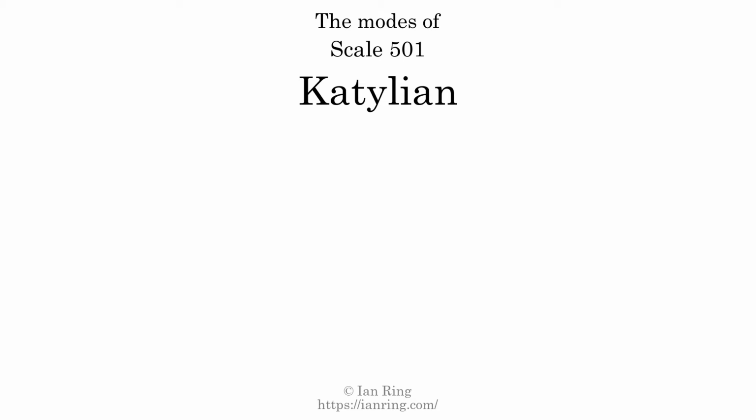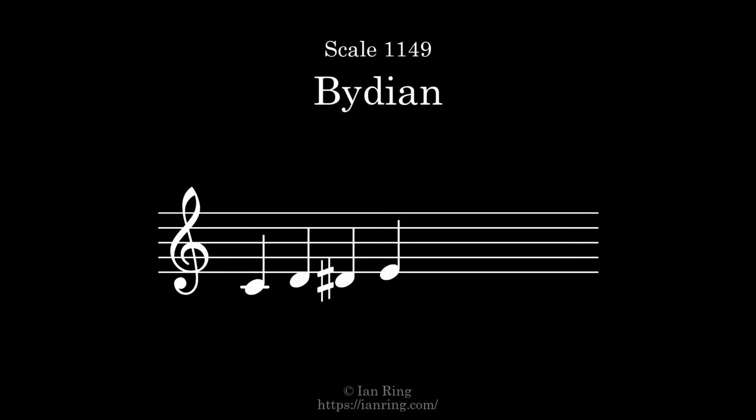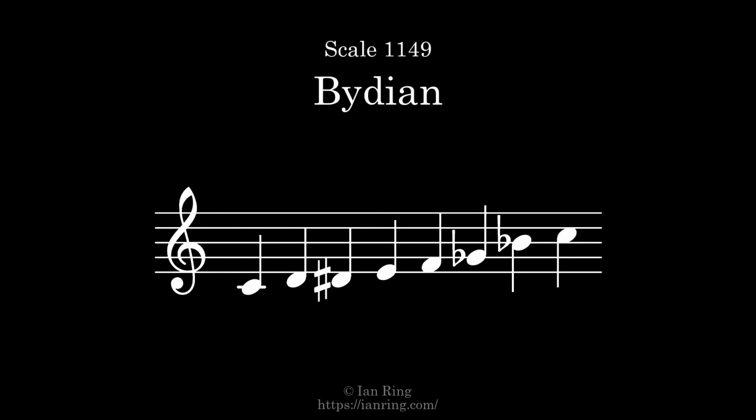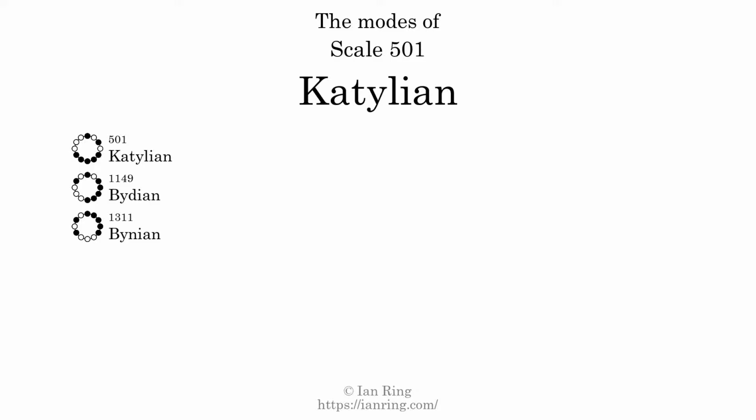This scale has 7 modes. The first mode is itself. The second mode is scale 1149, also known as Bidian. It sounds like this. The third mode is scale 1311, also known as Biennial. It sounds like this.